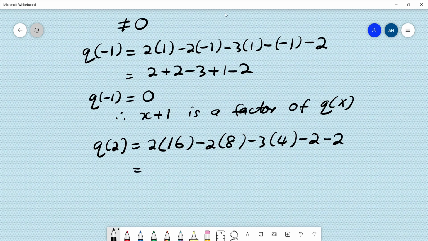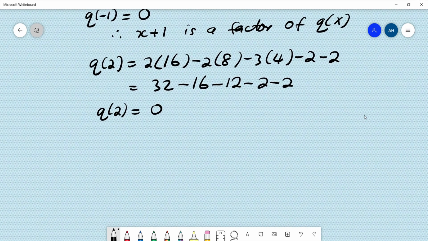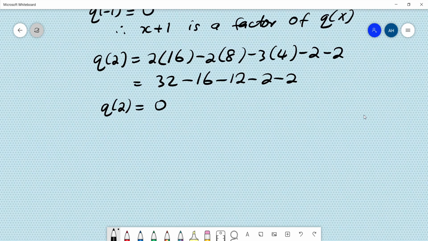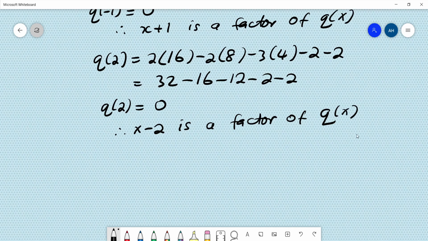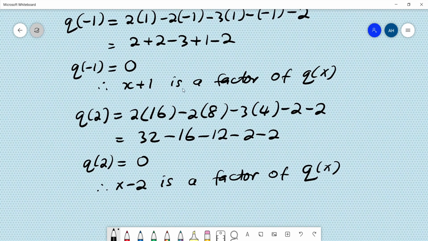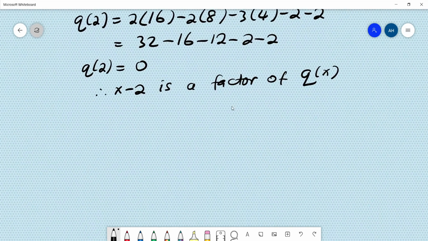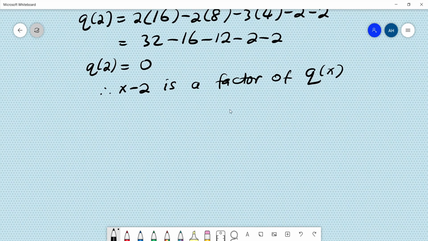See what we get. So we have 32 minus 16 minus 12 minus 2 minus 2. Let's check it out. So 32 minus 16 is 16, 16 minus 12 is 4, 4 minus 2 is 2, 2 minus 2 is 0. Yes, we get another one, that is q(2) is also equal to 0. Therefore, we can conclude that x minus 2 is a factor of q(x). Okay, so far we already got two factors for q, that is x plus 1 and x minus 2.